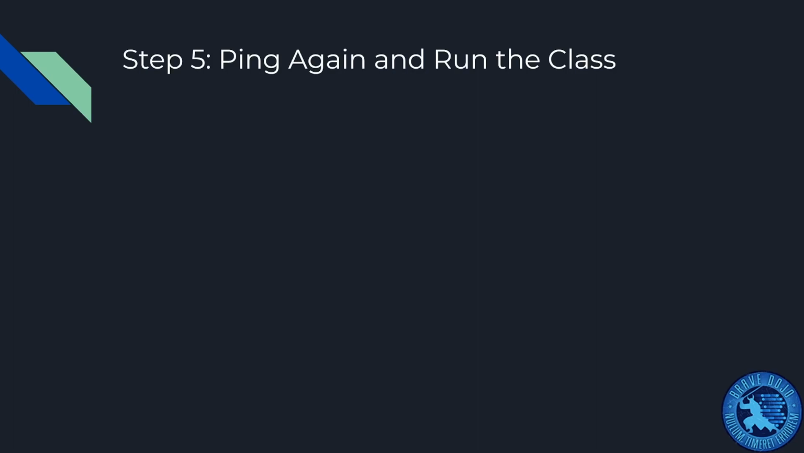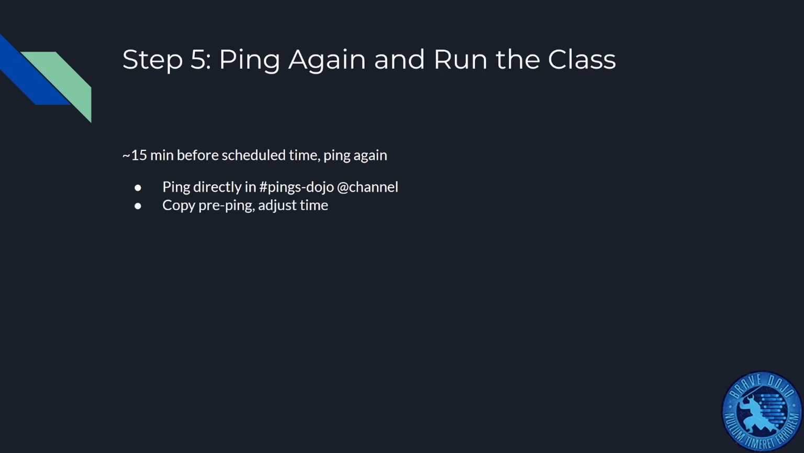Now that you've sent out your pre-ping and you've waited and the time is approaching, it's time to ping again and then run your class. So about 15 minutes or so before your scheduled time, go ahead and send another ping. You can do this directly in Slack, the Ping's Dojo channel. Use @channel to make sure that you get everybody's attention. You can just copy the pre-ping that you sent before, but adjust your time so that instead of a Nakamura link, it says something like in 15 minutes.